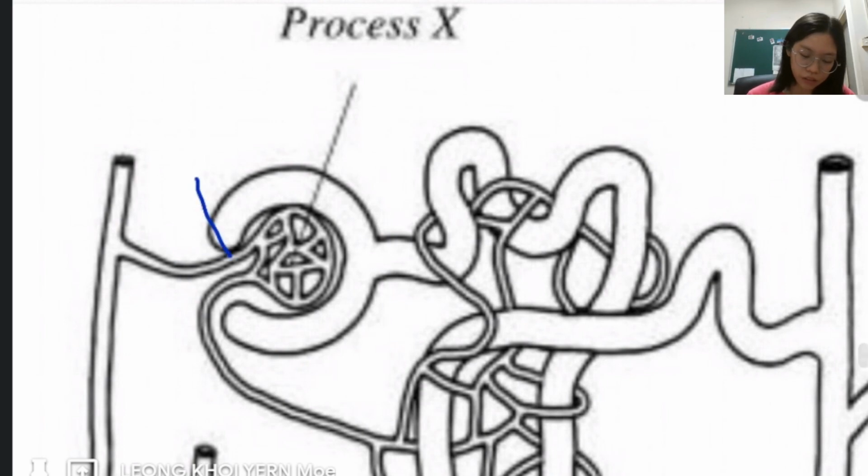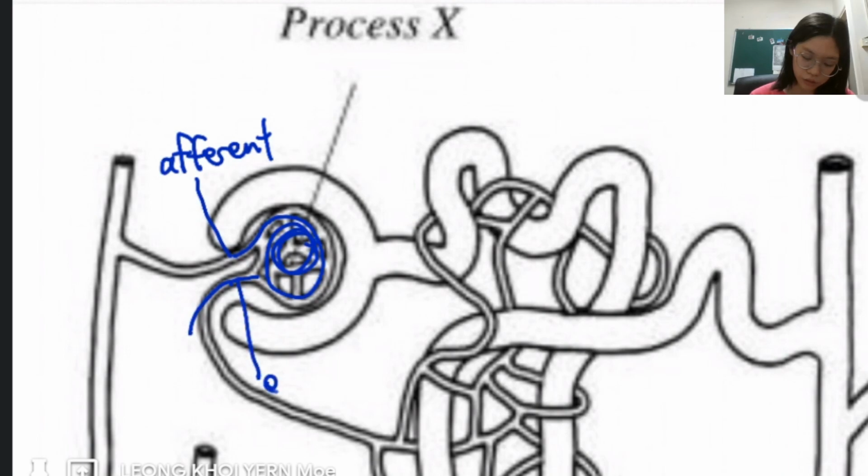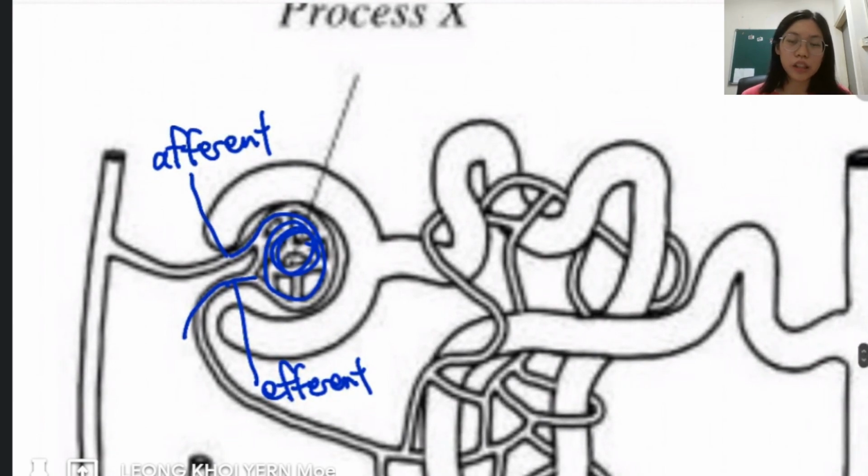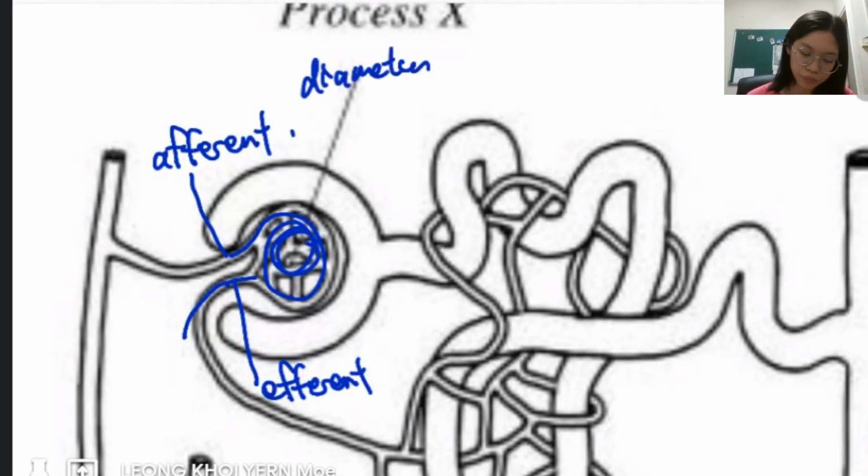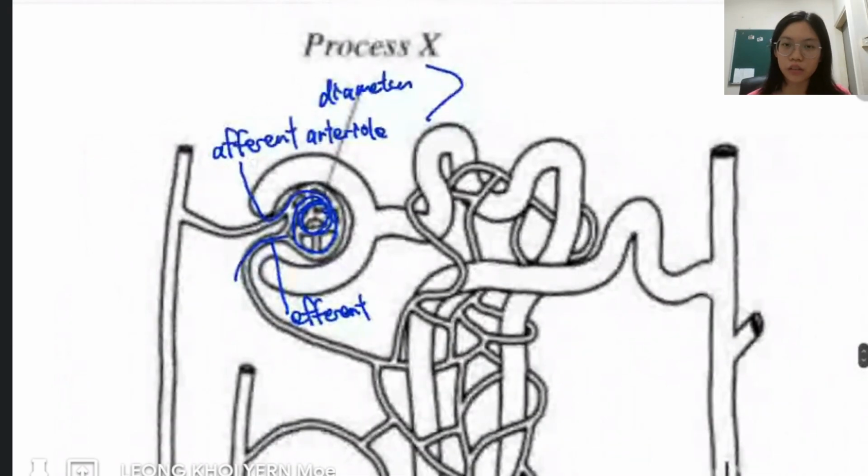So the starting of the blood vessel right here is the afferent arteriole. And then after the afferent, there is the glomerulus, then it goes out. This one is the efferent arteriole. So the reason why the blood enters the glomerulus at such high hydrostatic pressure is because the diameter of the afferent arteriole is larger than the diameter of the efferent arteriole.